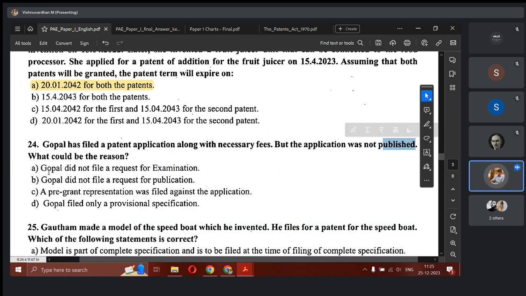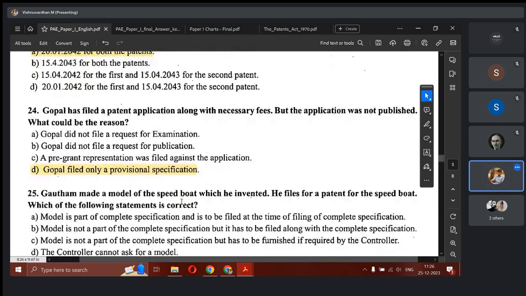So what has he done? Gopal did not file a request for examination. Irrelevant, not needed. Gopal did not file a request for publication. This is also not needed. It's automatic. A pre-grant representation was filed against the application. No, this can be filed only after the publication. Lastly, Gopal only filed the provisional. This is the correct answer, because you'll have to file the complete within 12 months. If you don't do it, your application is deemed abandoned. It will not be published.